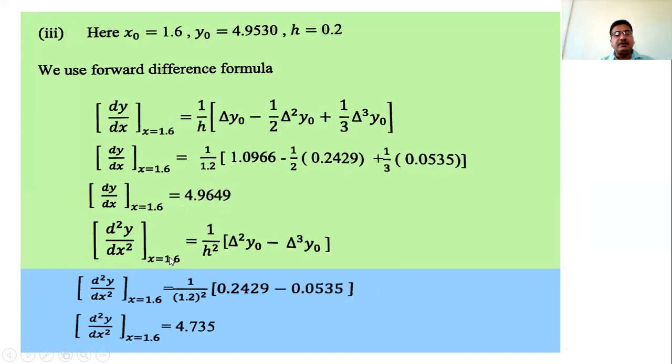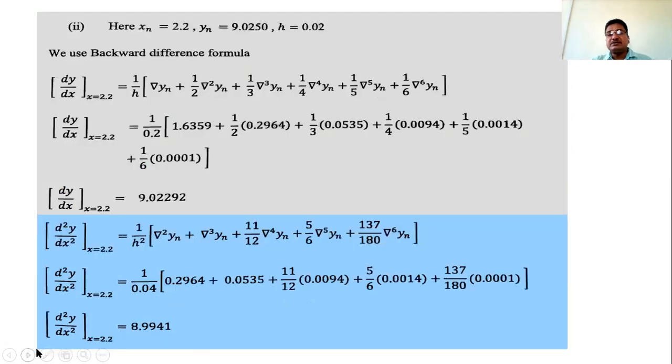Then second order derivative at 1.6. I can write the formula for second order derivative. This is the formula, and only write the terms up to delta cube y naught and substitute delta square y naught. This is delta square y naught, 0.2429. Again, here is the mistake. Write here 0.2, not 1.2. Write 0.2 bracket square because h is 0.2, and write the values of these two, delta square y naught and delta cube y naught. We have the second order derivative at 1.6.